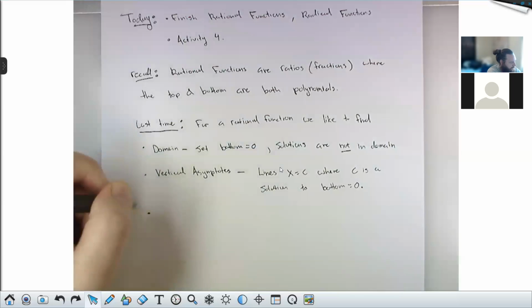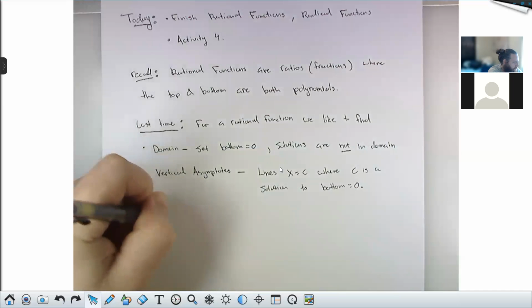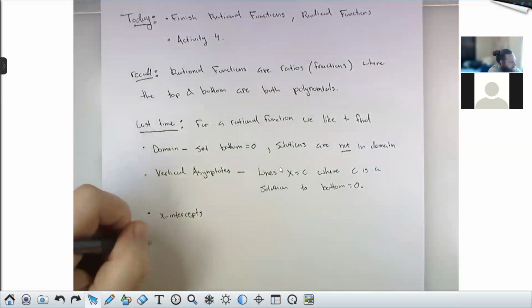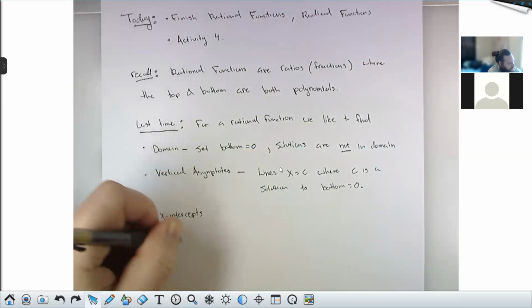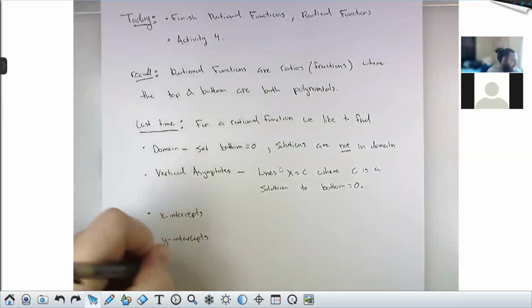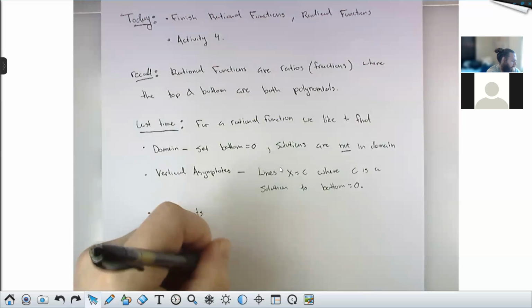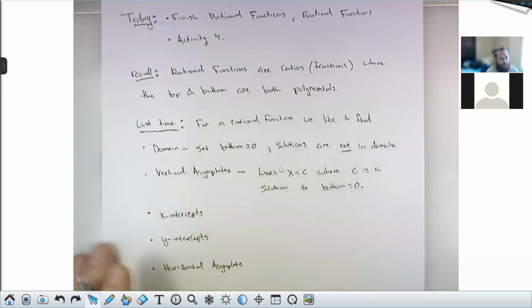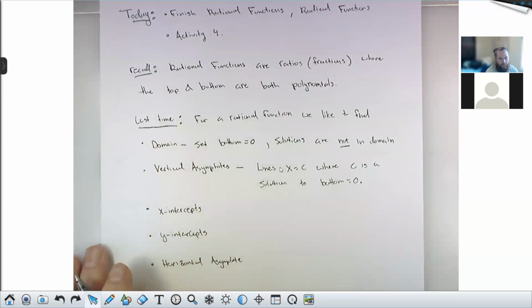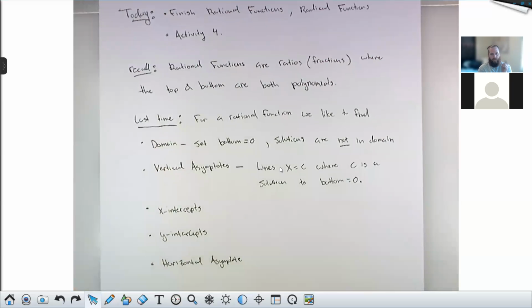Things we have not talked about yet are x and y intercepts. So we will talk about those. And also the thing called the horizontal asymptote. So if you have these things, if you have the domain, the vertical asymptote, x and y intercepts, and the horizontal asymptote, then you can sketch a pretty good graph of a rational function, at least the rational functions that we're going to play with in this class.